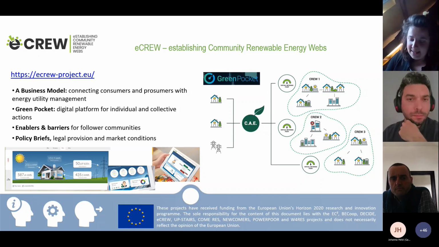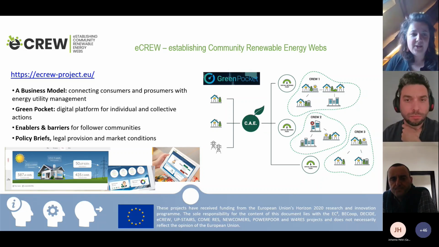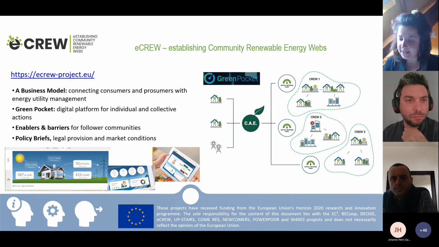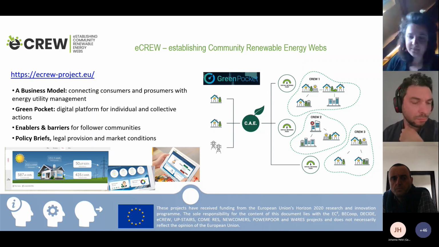Next in line is eCREW. So you will see actually eCREW in the 3 sessions. So eCREW coordinates and supports the rollout of an innovative scheme of household cooperation in energy management, addressing community renewable energy webs, that's why eCREW, in which households jointly exploit household-level electricity generation, battery storage capacities, and optimize energy efficiency and expenditures.